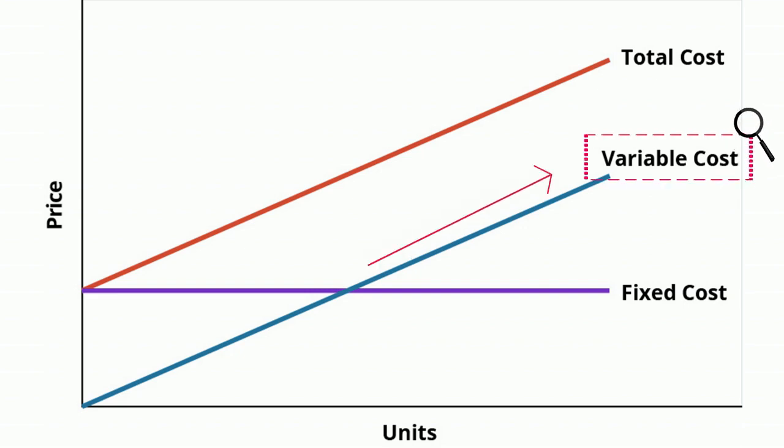Variable costs are costs that change in proportion to the level of production. An example of a variable cost is direct materials. The more product you produce, the more materials you need.